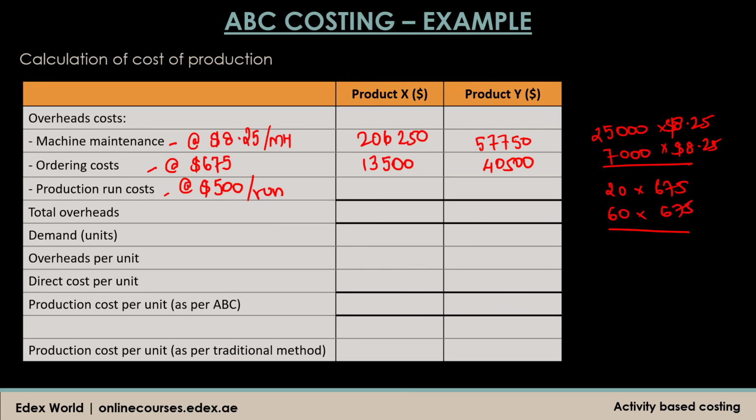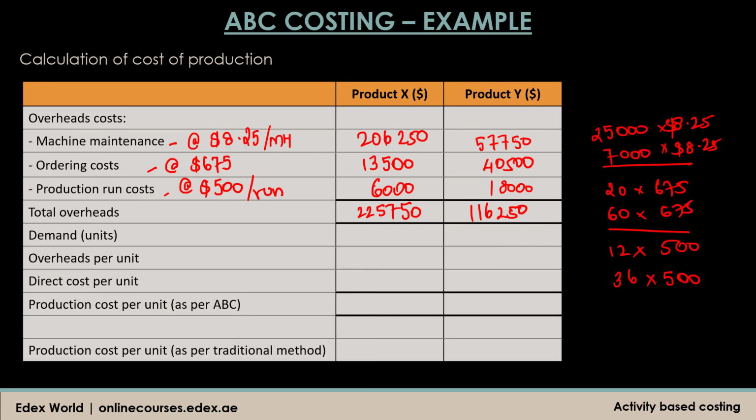So for product X, it will work out to 12 production runs into $500, and for product Y, it will be 36 runs into $500 per production run. So if you calculate, we'll get 6,000 and 18,000. So here we've just apportioned the overheads to the products in total for now. So when we calculate the total of the three overheads for each of these products, we'll get for product X 225,750 and 116,250 for product Y.